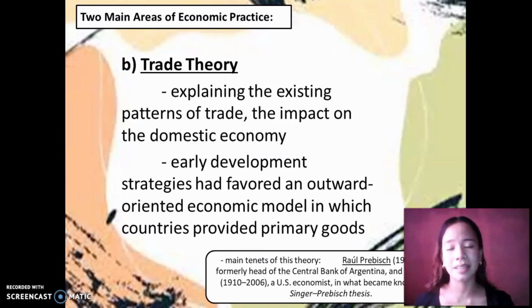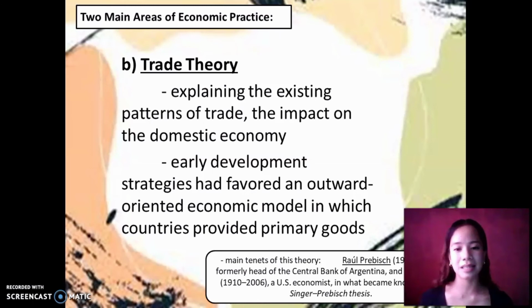The second one is the trade theory. It is explaining the existing patterns of trade, the impact on the domestic economy. So early development strategies had favored an outward-oriented economic model in which countries provided primary goods. So when we say primary goods, it's coffee, wheat, copper, the products that you can see in your own place. And it can already support local workers or the farmers.